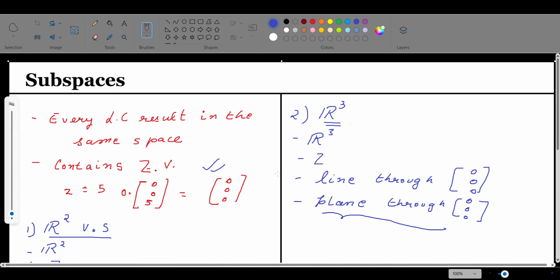I mean on the plane itself. But in R3, we have to talk about the origin, because the plane within R3 is not going to take care of all the R3 space. It is just a part of the R3 space. Hence, it has to go through the origin.